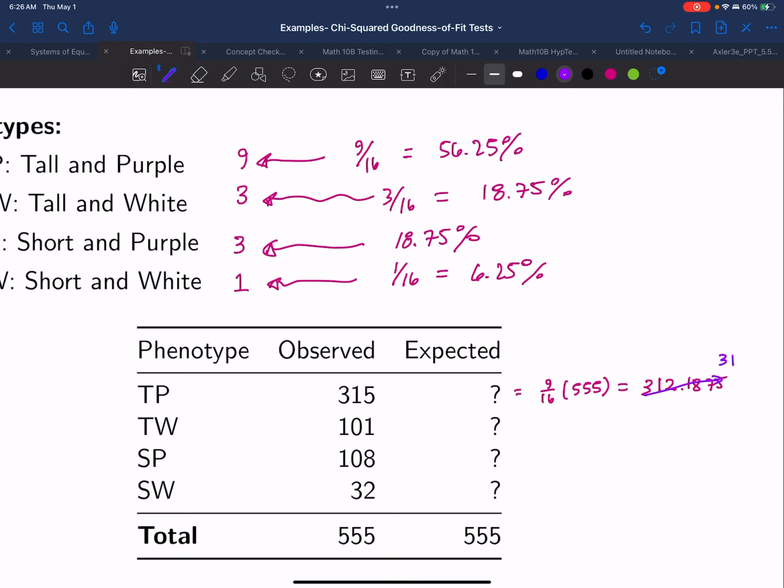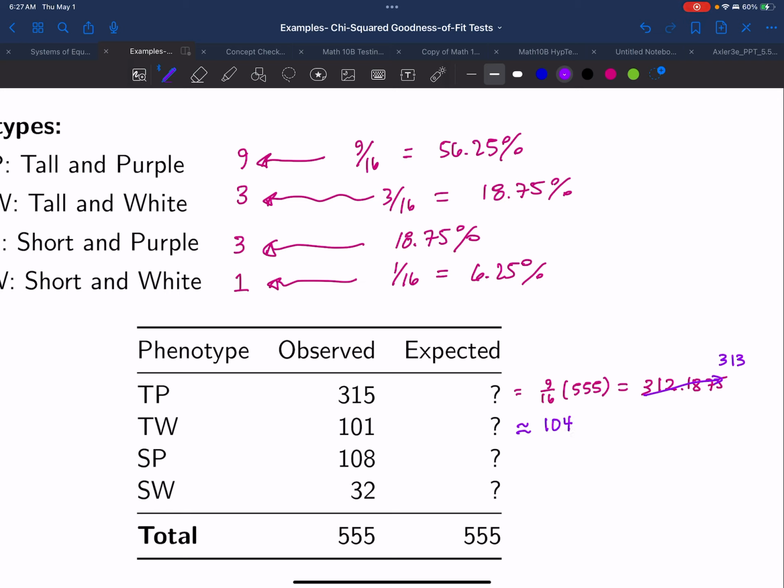Let's do this with the next one. No, I did this incorrectly. I need 555 times 0.1875. So I'm expecting about 104.06. So that 104, we could leave it as 104.